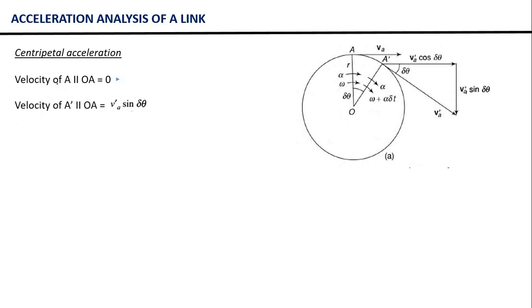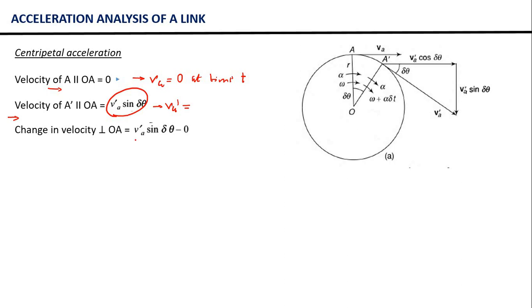So let us see what is the change in velocity in a direction parallel to OA. The velocity of point A, that is Va, is equal to 0 at time t. Just remember, right now we are talking about the direction parallel to length OA. Similarly, the velocity of point A, that is Va prime, at time t plus delta t in a direction parallel to OA, is simply equal to Va prime sine delta theta. Now the change in velocity will be given by Va prime sine delta theta minus 0, and again the acceleration of A parallel to OA.